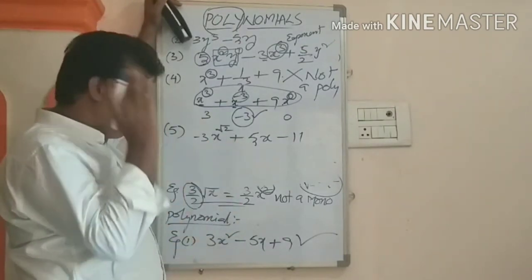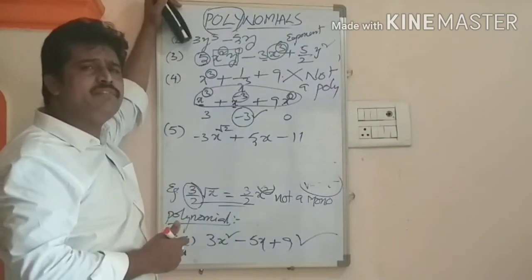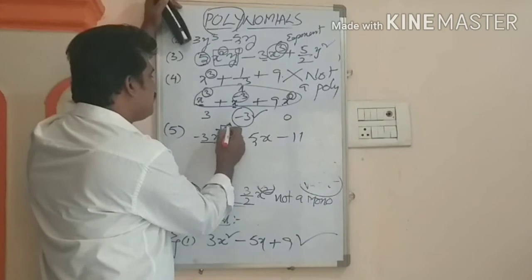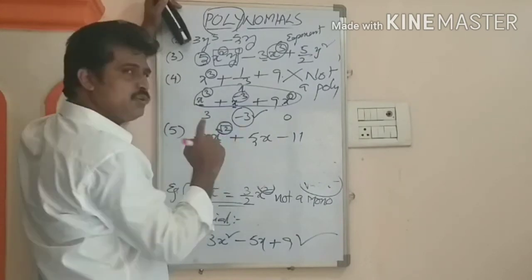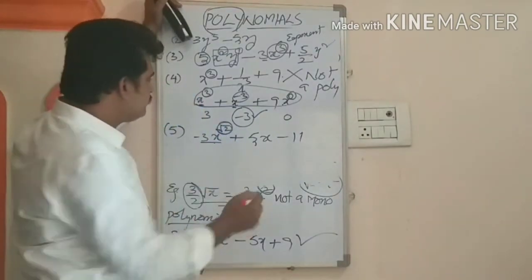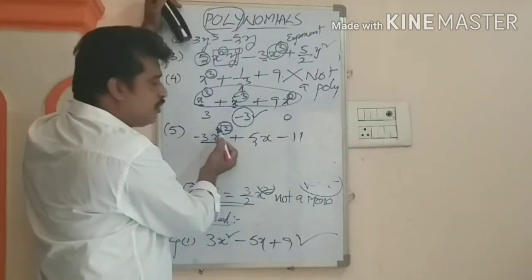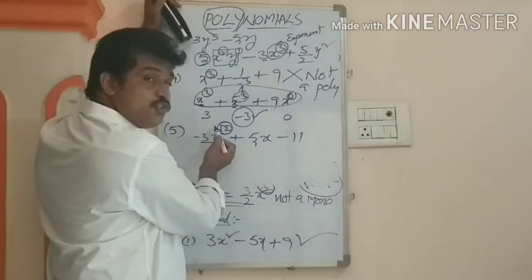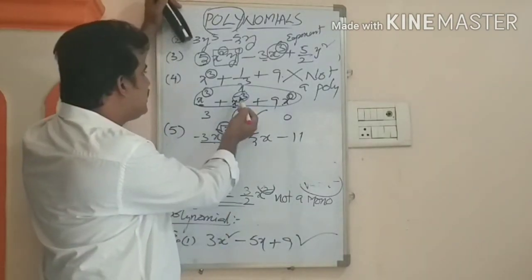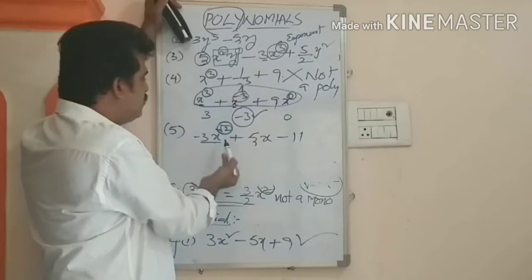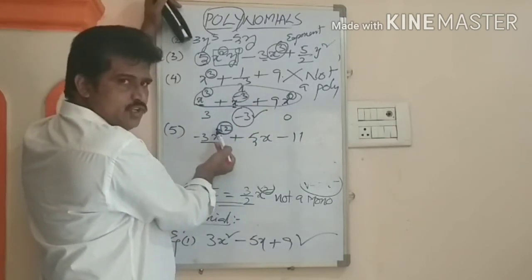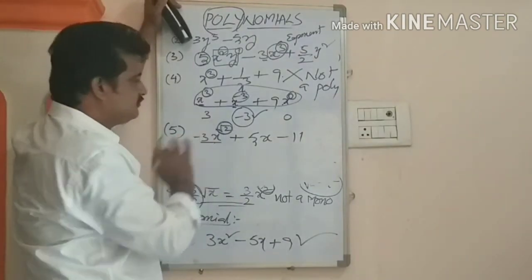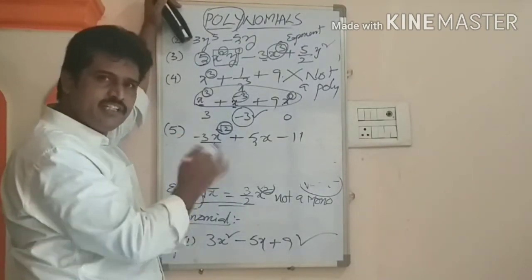Why? Because the powers of the variable are always positive. See, this is the first term. In this first term the power of this variable is root 2. So what you are thinking is this root 2 has no negative sign or symbol. There is no minus. Here it is minus 3, which means negative, but you may think there is no minus in the power, so it can be an integer, or it is a polynomial.